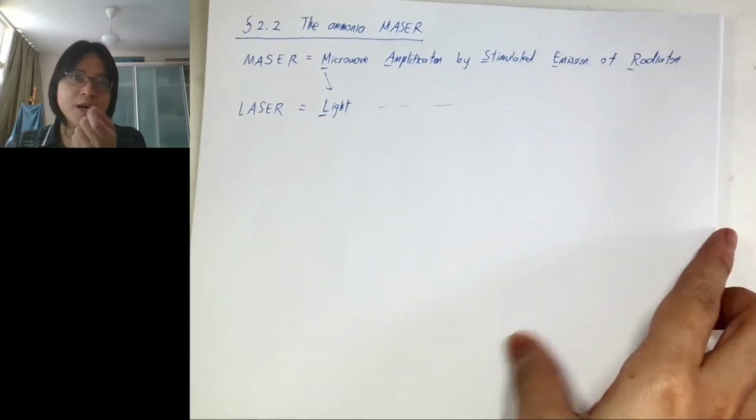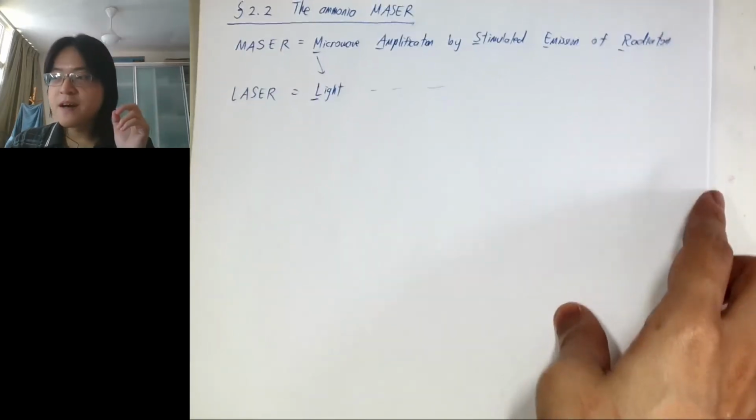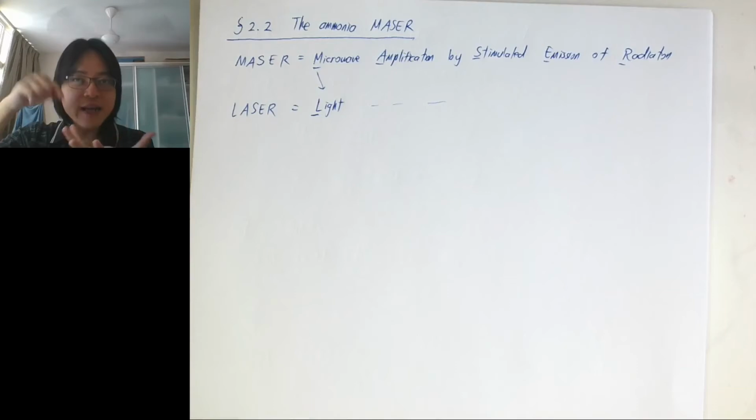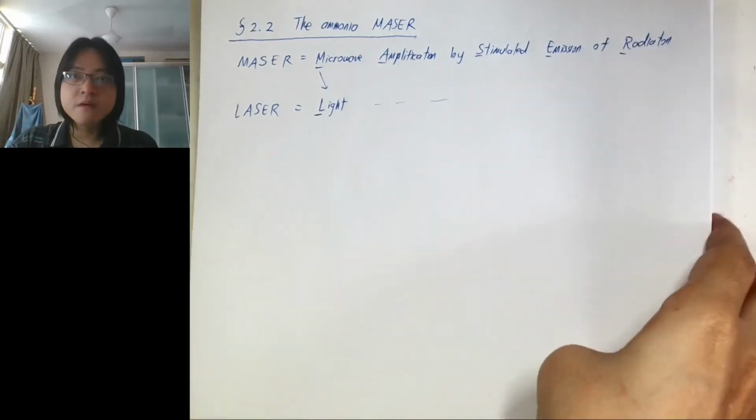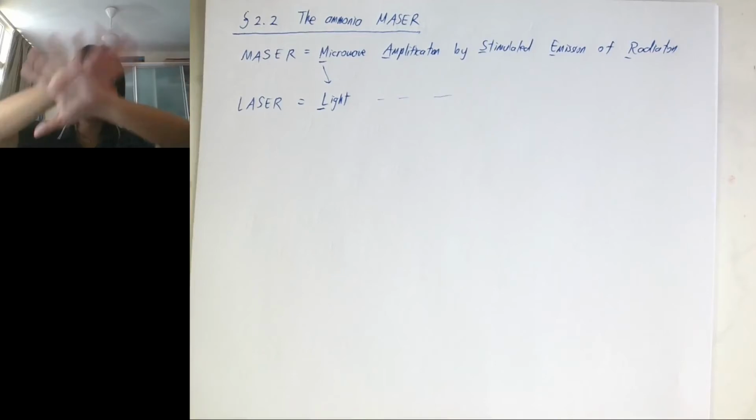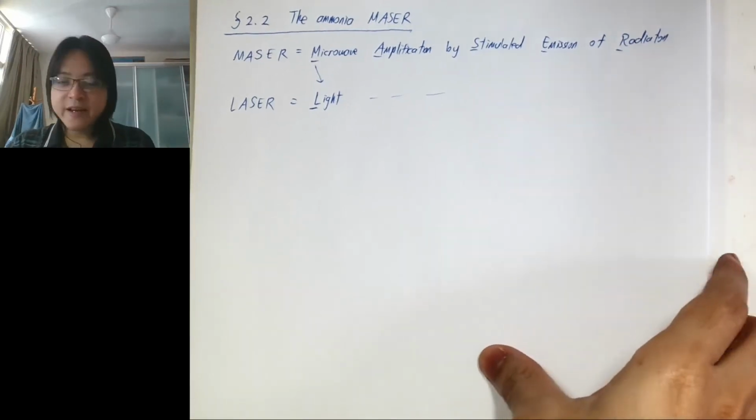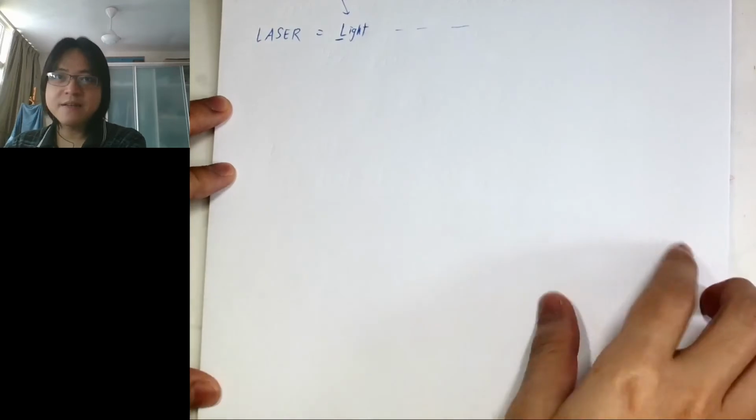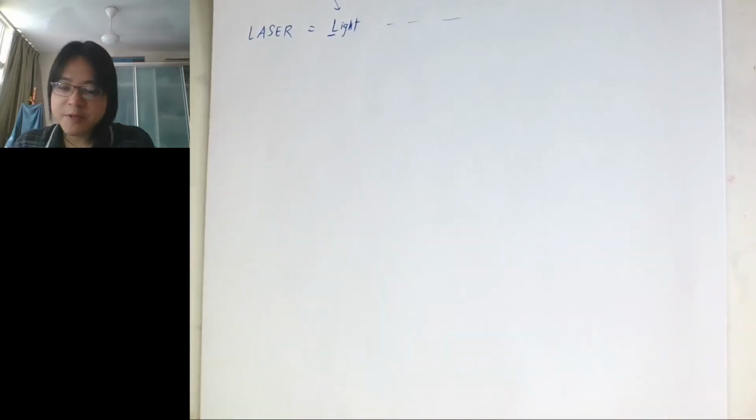If you play a Blu-ray DVD, it's actually using laser light to shine on the disc to read the data, right? Or in a concert, all the laser light shows, that kind of thing. Or in experiments, you use a laser to cut things, a very, very strong laser. So laser is very important.